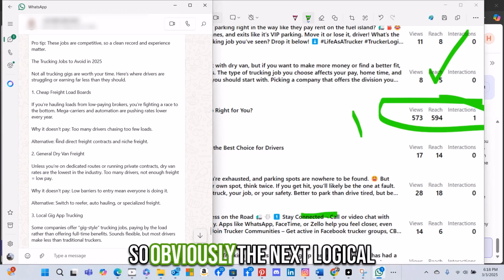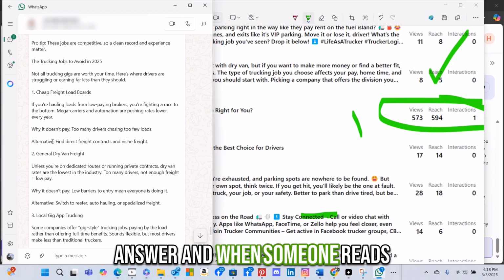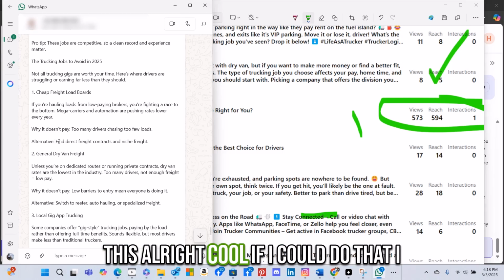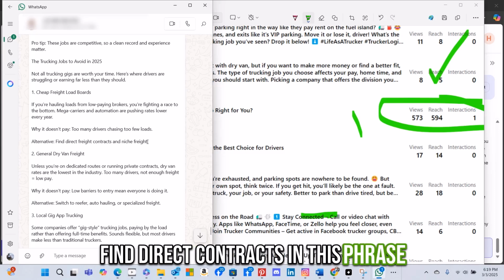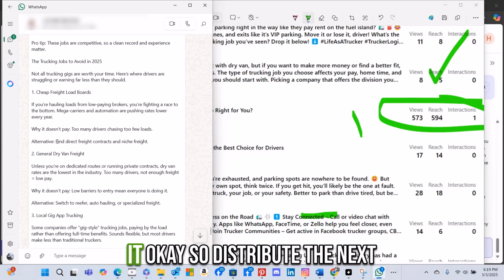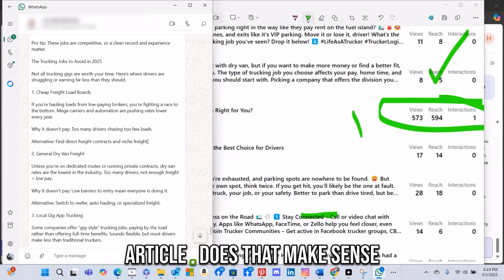And so obviously the next logical answer when someone reads this is, all right, cool. If I could do that, I would be doing that. So they want to know how. How would I find direct contracts and niche freight? Thanks for telling me, but how do I find it? Okay, so this should be the next article. Does that make sense?